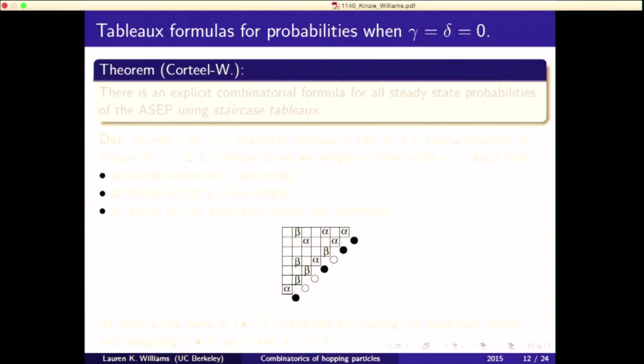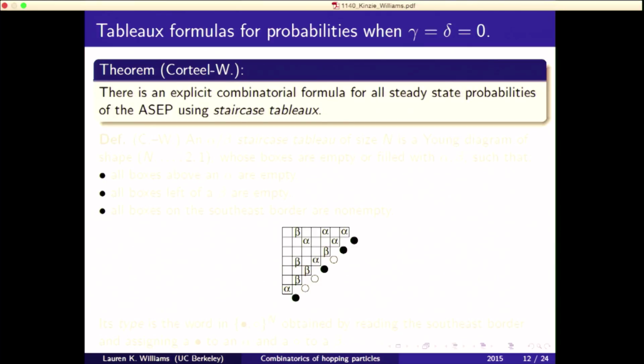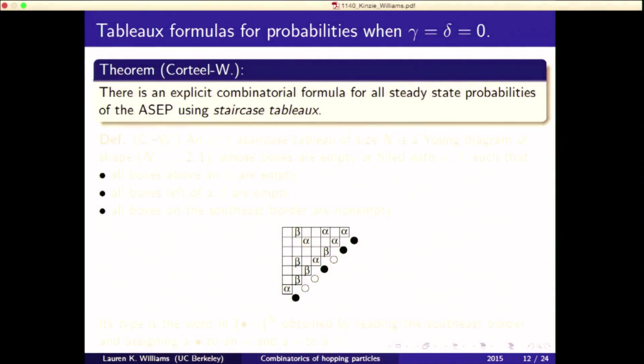Okay, so now let me tell you how to answer the question instead using some crazy-looking combinatorial objects. I'll first state the theorem in a very vague way, and then I'll make it precise. Stating it vaguely, together with Cortiel, we found explicit combinatorial formulas for all steady-state probabilities using some tableaux that we called staircase tableaux, which are depicted in the middle of the picture.